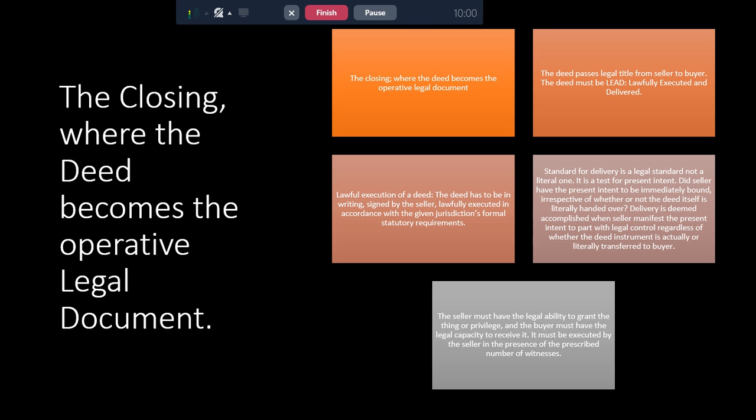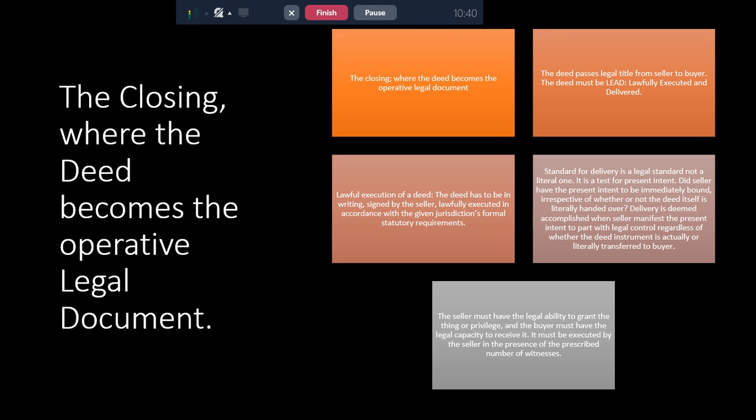We think delivery means something from one place to the next. That's not what delivery of the deed means. It means: did the seller have the present intent to be immediately bound? And did the buyer also, yes, also, and whether the buyer meant to be legally bound to take over the property. So that's what delivery means. Delivery is not a physical thing.